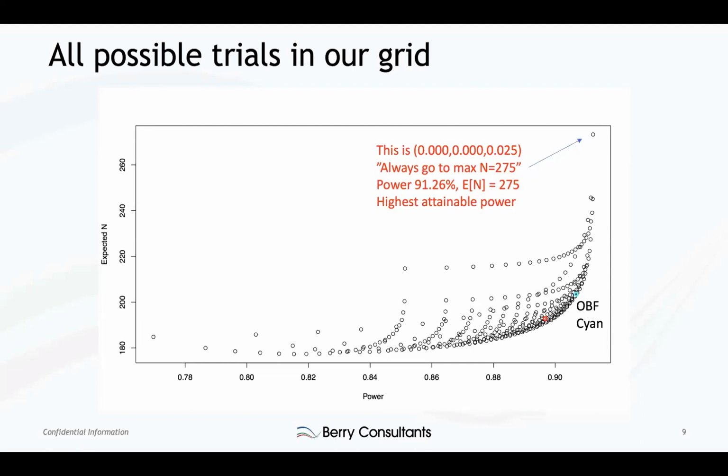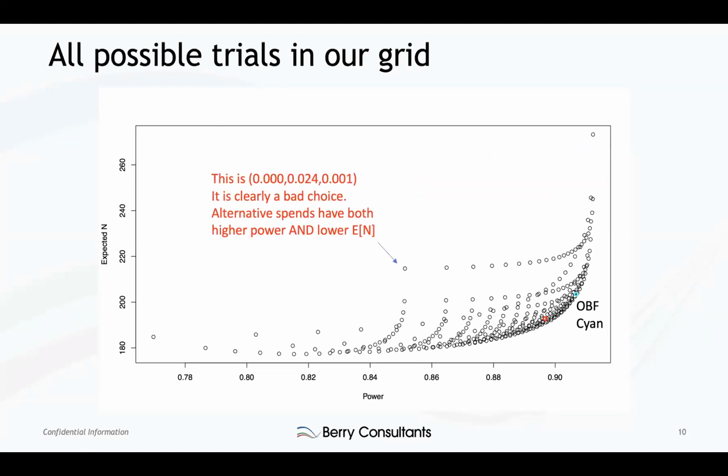I haven't given you all the details here, but if you fill in the details, every group sequential, if you did this, you'll get this kind of graph out of it. So 91.26%, highest power possible. The expected N, of course, is 275. You're always going to the max. So this is the highest you can get on expected sample size.